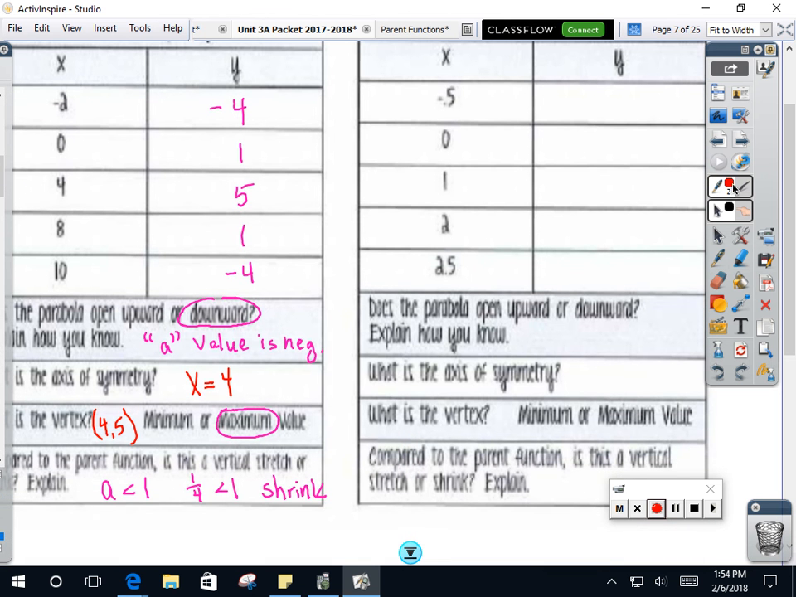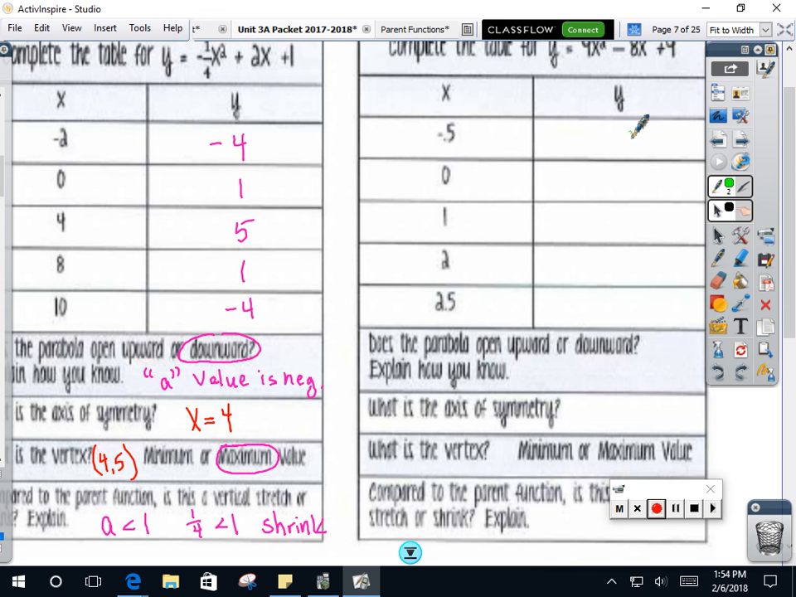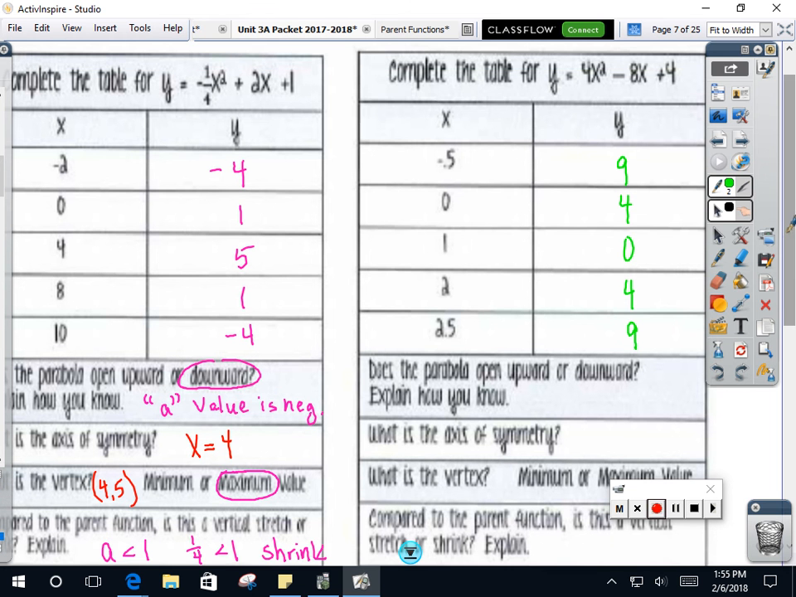Okay, now let's do the other one, and I'll do it in green. What did you get for these y values? Okay? Before you even put it on the paper, how can you tell me whether it's going to open up or down? By the a value. What is the a value? It's a positive 4. 4 is not as important. Positive is what's important. If the a value is positive, then that means it will open up.